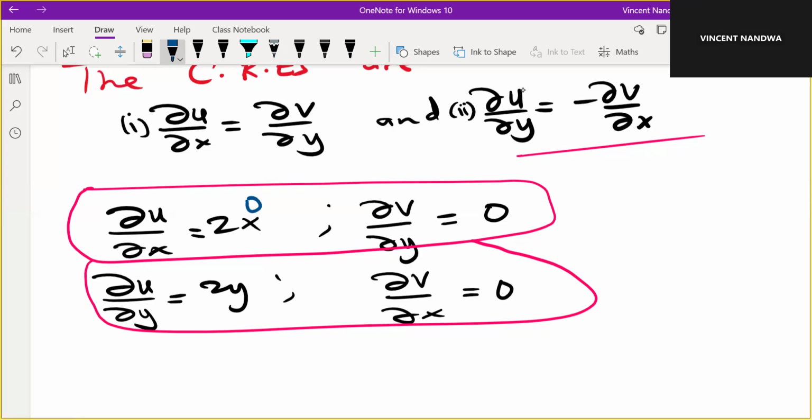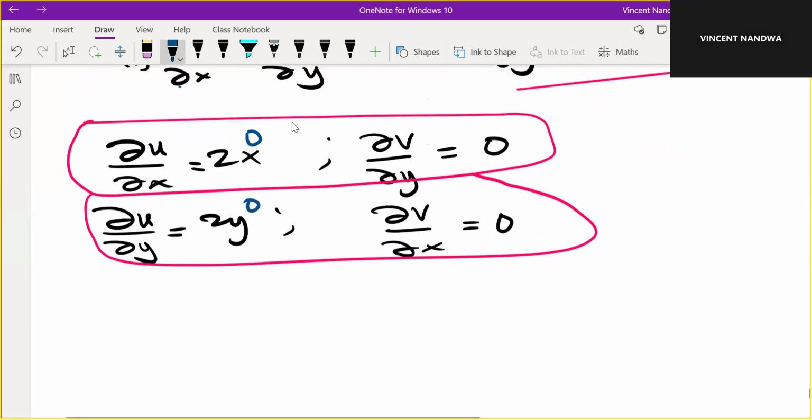Which value of x makes that condition true? Value of y? 0. Still 0. So when y is 0, then that second condition will also be satisfied. And actually, those are the only values. 0 for x and 0 for y are the only values that will satisfy both conditions, condition 1 and condition 2.